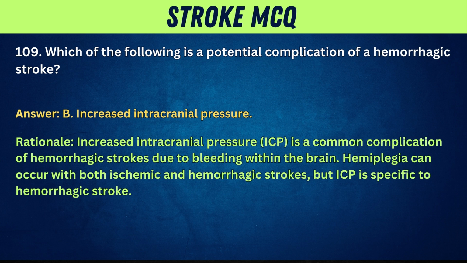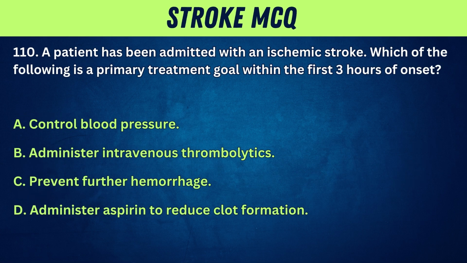Increased intracranial pressure. Rationale: increased intracranial pressure, ICP, is a common complication of hemorrhagic strokes due to bleeding within the brain. Hemiplegia can occur with both ischemic and hemorrhagic strokes, but ICP is specific to hemorrhagic stroke.